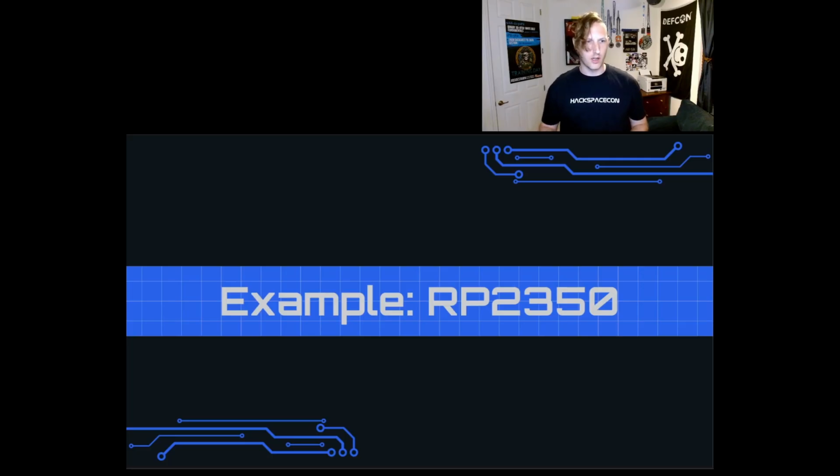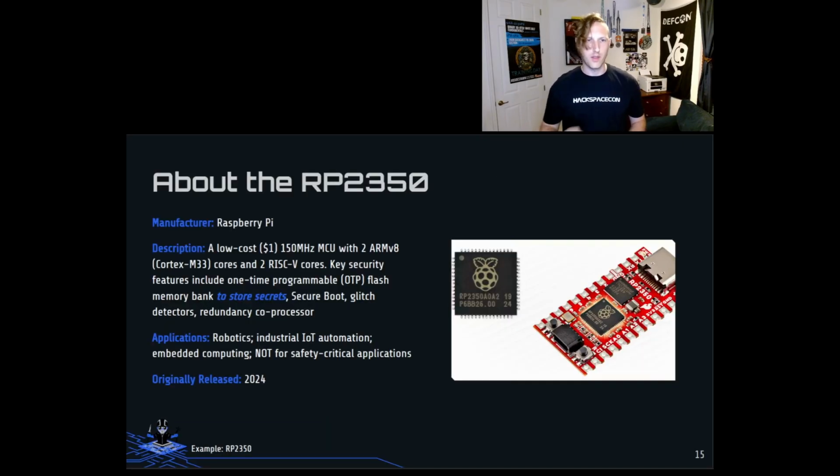For example, we're going to start looking at the Raspberry Pi RP2350. It's a really cool chip. It's low cost and has both ARM cores and RISC-V cores, and you can choose which ones you're executing as part of the configuration bits.